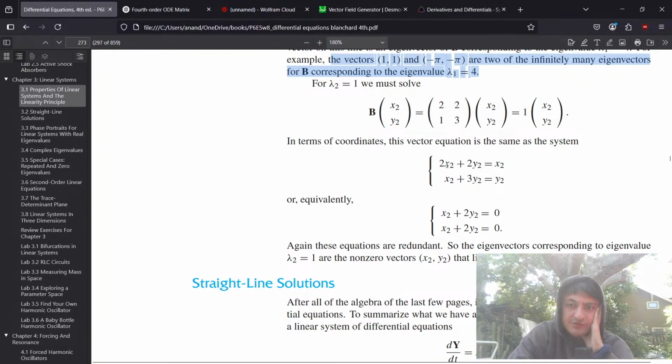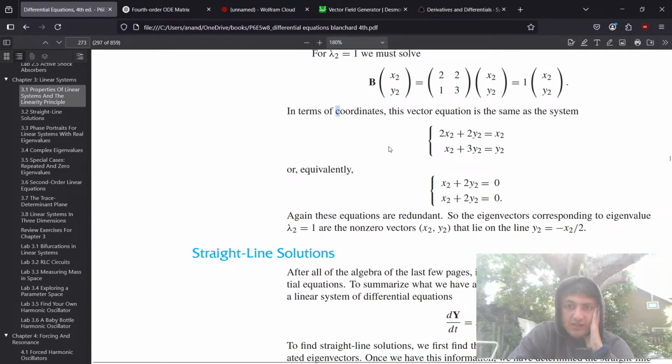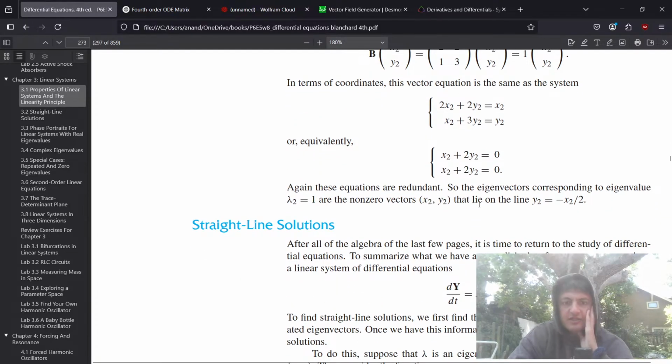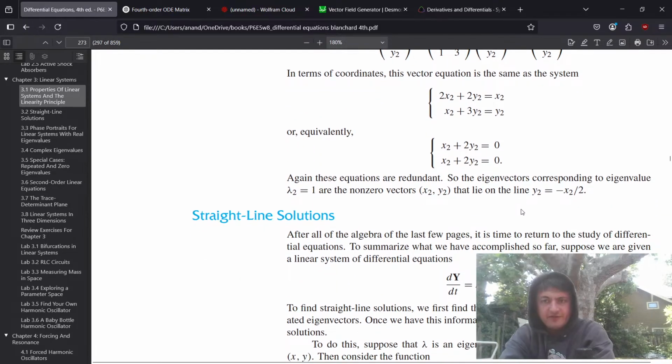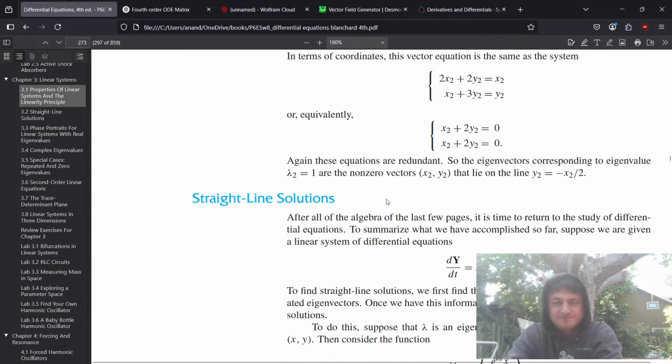For the other one, we do the exact same process. Okay, so these equations are redundant. So the eigenvectors corresponding to this eigenvalue are on this line, y2 is equal to minus x2 over 2.